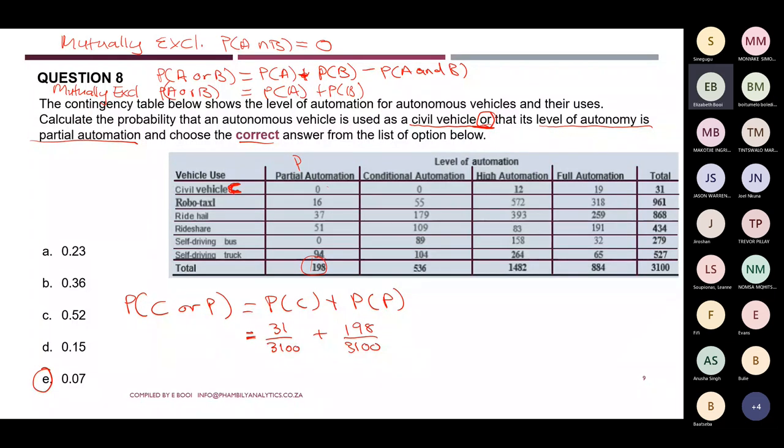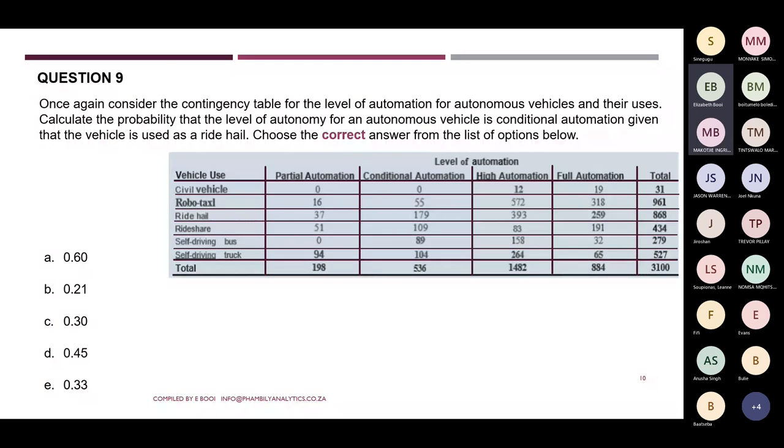And let's see if you can identify the next one. Once again, consider the contingency table for the level of automation for autonomous vehicles and their uses. Calculate the probability that the level of autonomy for the autonomous vehicle is conditional automation, given that the vehicle is used as a railhead. Choose the correct option from the list below. What are the keywords from this? Given.